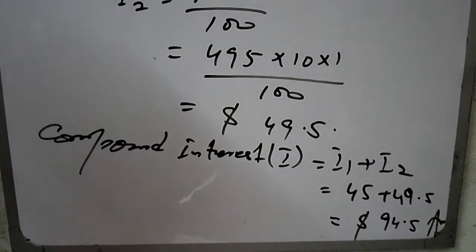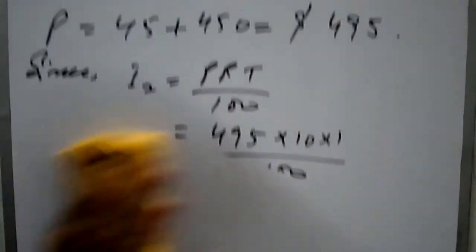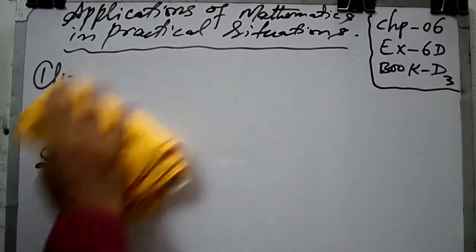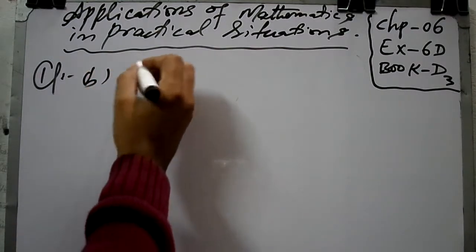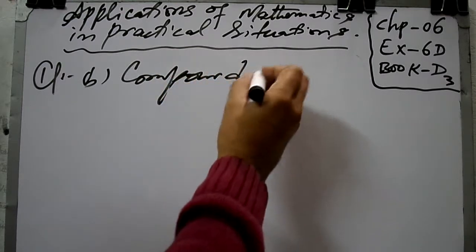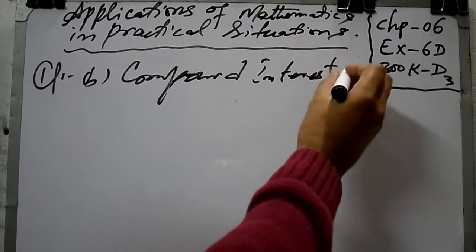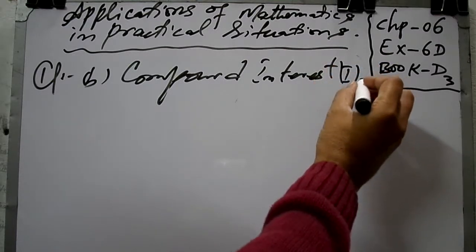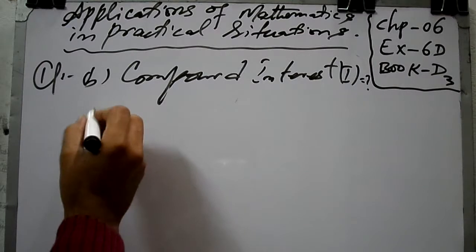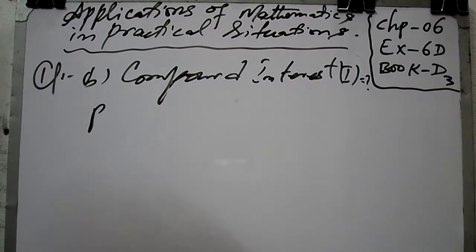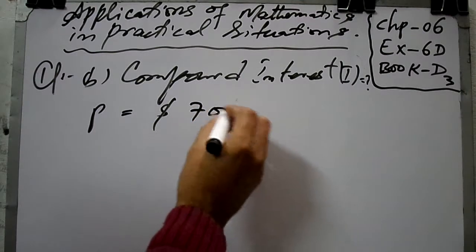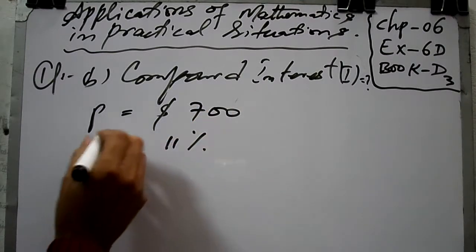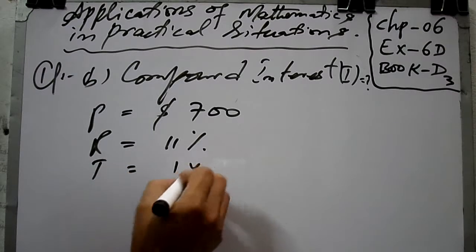Now coming to the B part of this question. We have to find compound interest, I, question mark. Principal amount, how much? Read the statement: $700 for 3 years at 11% per annum compounded yearly. Principal amount, that is $700, rate of interest 11%, time period is 1 year.